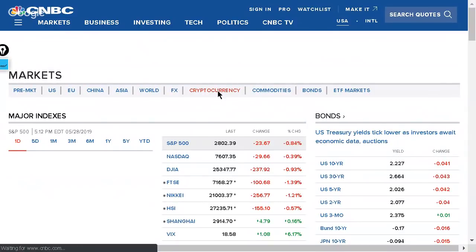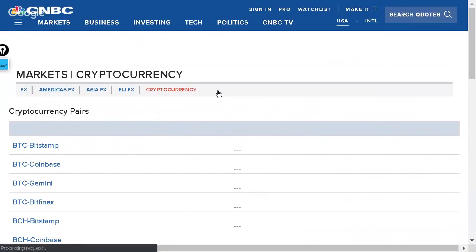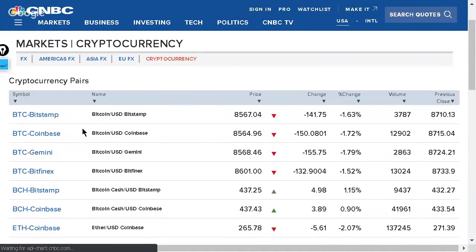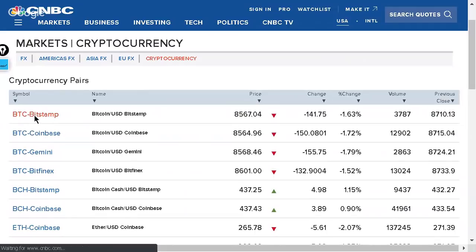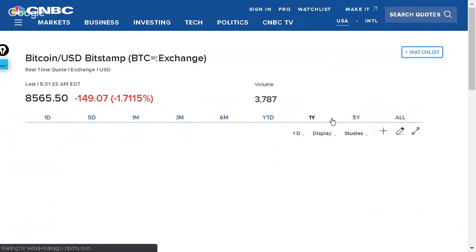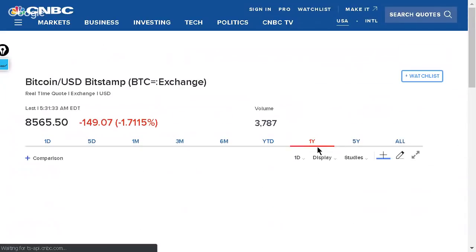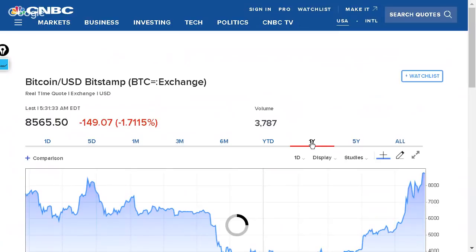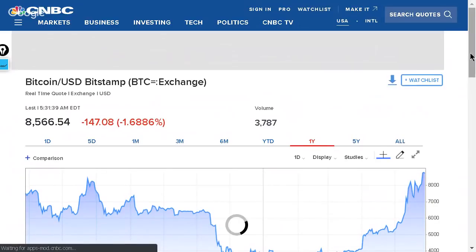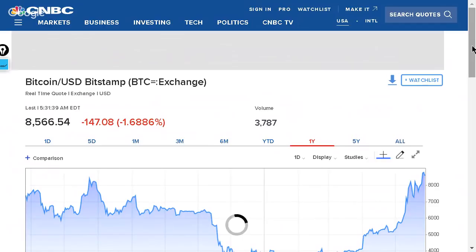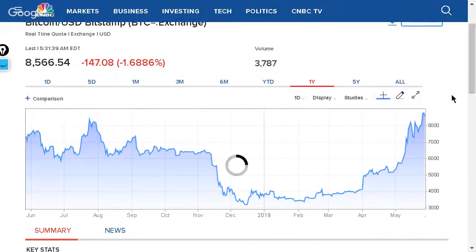First thing we're going to look at is crypto. Here's the Bitcoin chart. And we're going to look at the 1 year, actually. Bitcoin losing a little money over that chart, whatever that was. Got to let that load. I apologize for the delay.